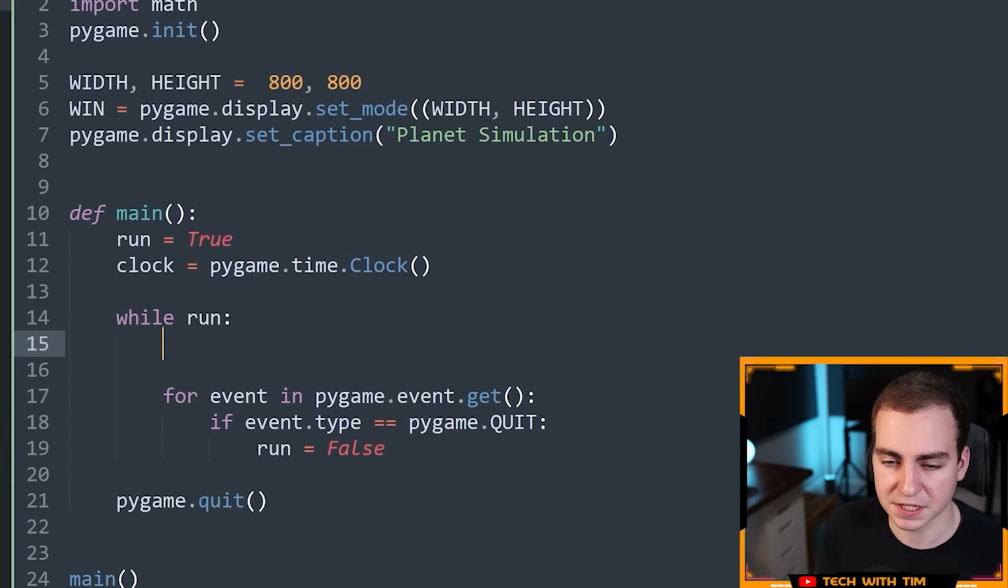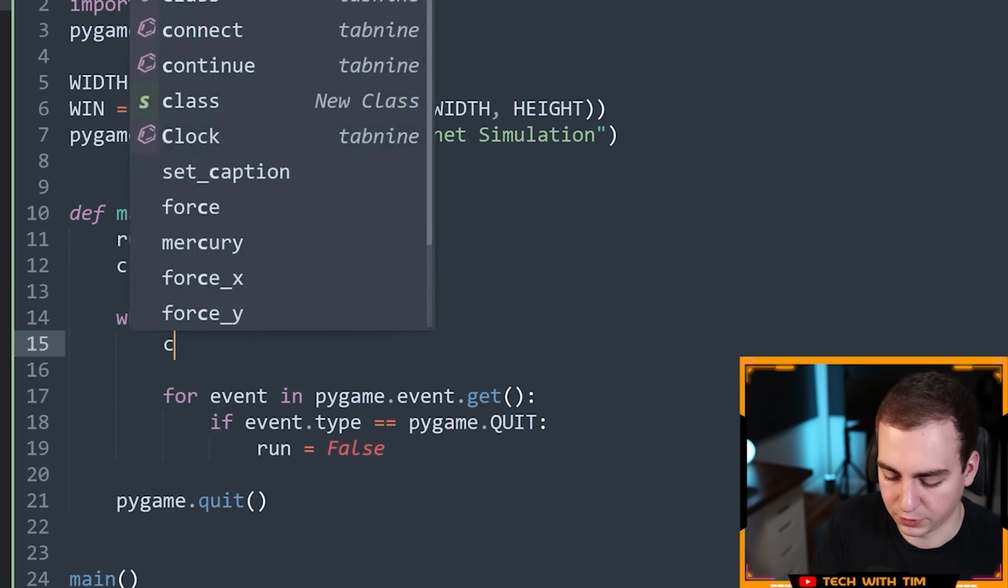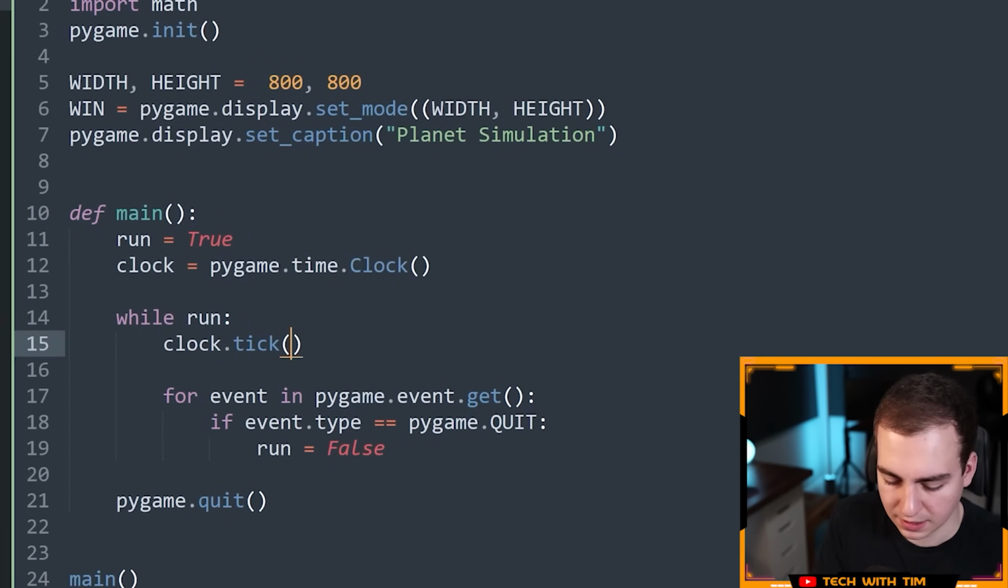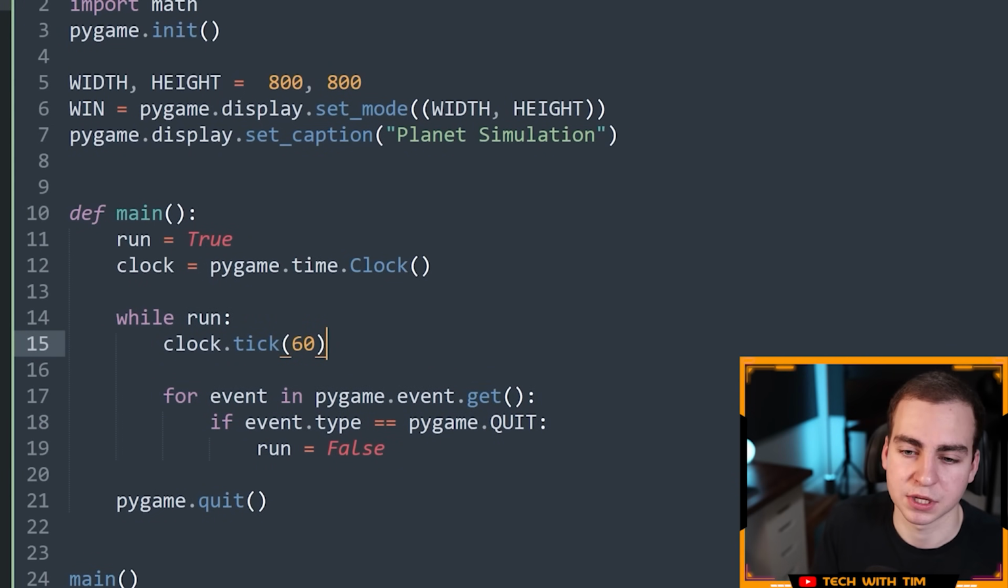Hopefully that makes a bit of sense, but we can regulate the frame rate and how many times our game is refreshing. So the way we do that is we say clock is equal to pygame.time.Clock, and then we go here and say clock.tick, and then we put in the number of times that we want this to update per second. Now, this does not mean you're always going to update at, in this case, 60 frames per second. However, this is the maximum that you will be able to update at. So we're saying clock.tick(60). That means we're going to run this loop a maximum of 60 times per second to ensure our game's not going too fast.